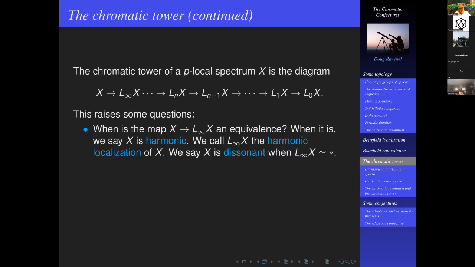It may be that the opposite happens. It may be that L infinity of X is contractible, and in that case, we say X is dissonant. That's supposed to be the opposite of harmonic.